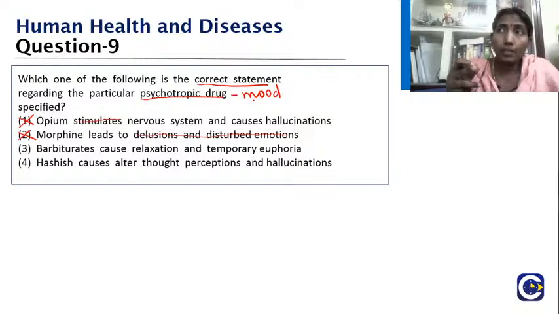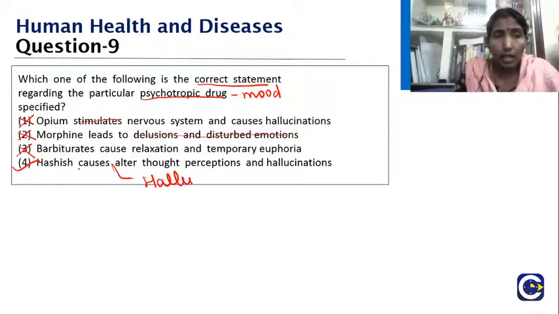When I say power of perception, that's something to do with hallucination. What about barbiturates? Even they don't cause relaxation or temporary euphoria. So what should be your answer? The hashish. Hashish is actually from the cannabis sativa. It's a hallucinogen, and that is the one which will alter thought, perception and cause hallucination.